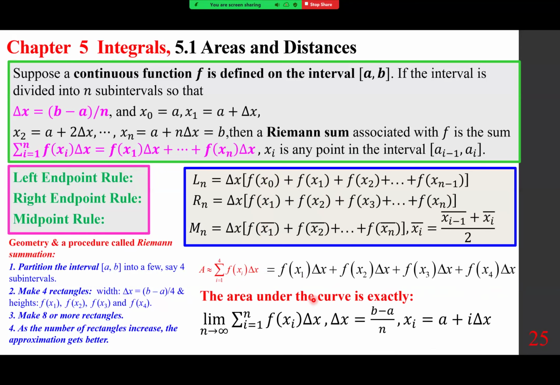but the area is exactly equal to the limit as n goes to infinity of the summation of f of x sub i delta x as i goes from 1 to n. So if you take a limit and let n go to infinity, this becomes the area under the curve exactly. Delta x is b minus a over n, and x sub i is a plus i delta x. This represents the area under the curve if the function is positive. If it's not positive, it's the net area, the difference of areas.